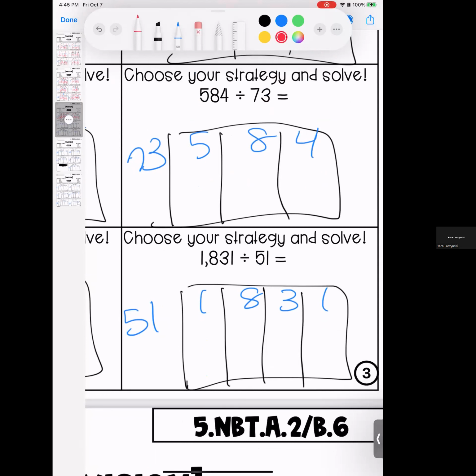All right, loves, our numbers are getting big. This one was bonkers, but we have been working really hard on stretching ourselves, even when it's a little bit uncomfortable. So 73 did not go into 5. It did not even go into 58. But it did go into 584. We had to use guess and check with this, right? We don't know our 73 times tables, and that's expected. Now, this does go in 8 times with no remainder.